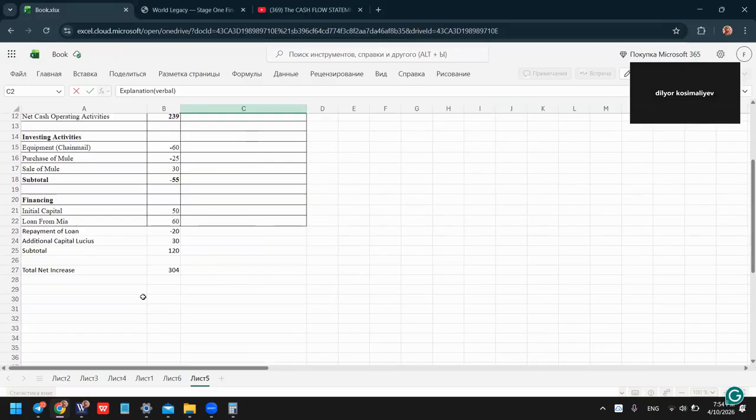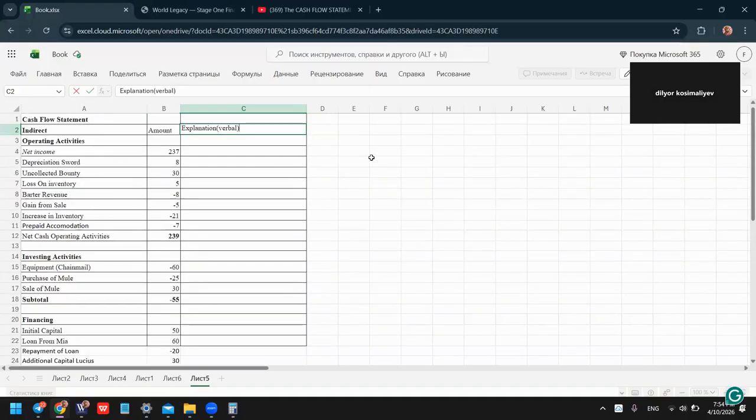So we calculated and she got the net increase of 304. So this is the real cash balance, the cash increase that she has. It's not accrual, it's the real accounting we used with the indirect method.